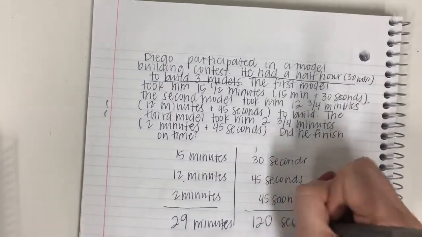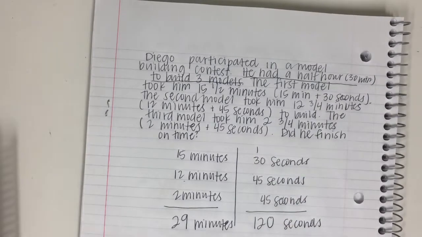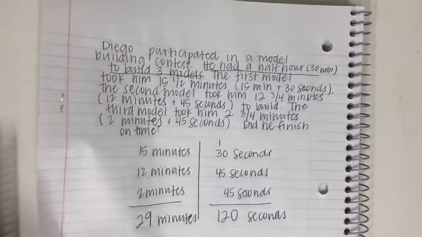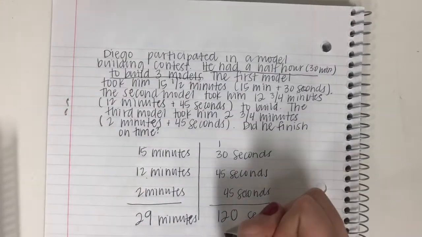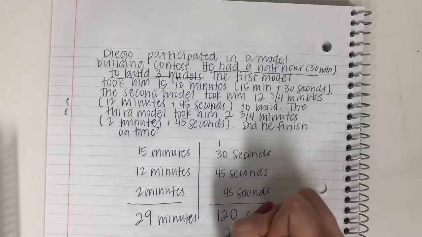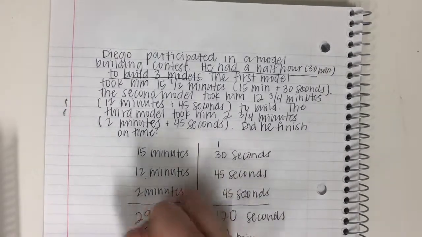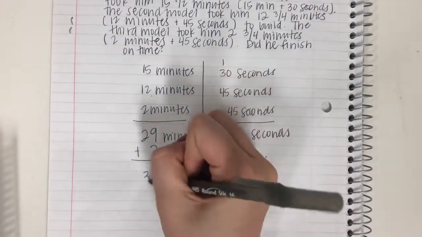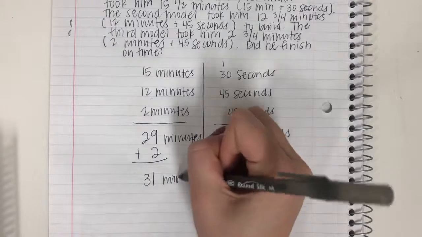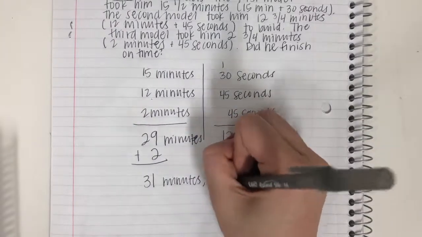We have to convert this to minutes. So what's our conversion rate? How many seconds are in a minute? 60. So 120 seconds is actually 2 minutes. So 29 plus 2, he actually took 31 minutes. So he did not make it.